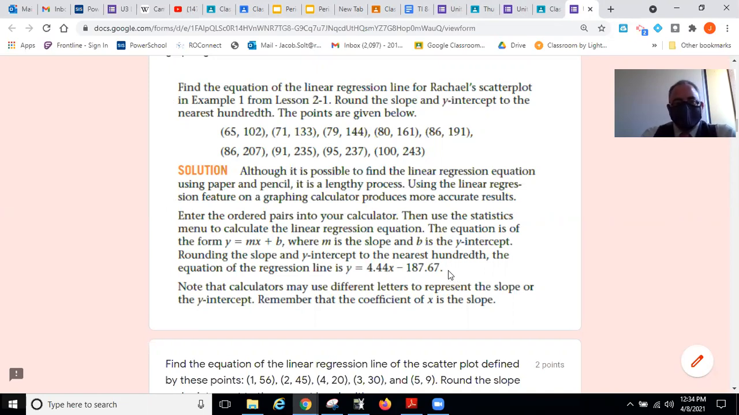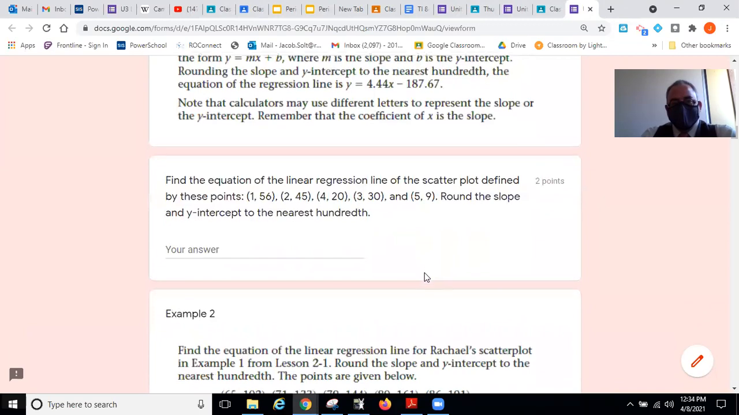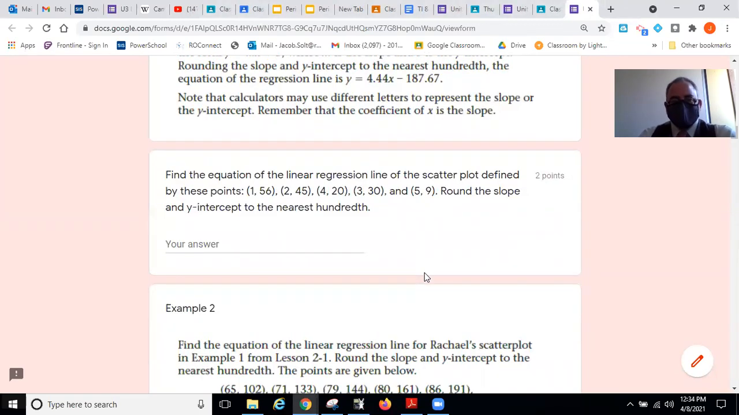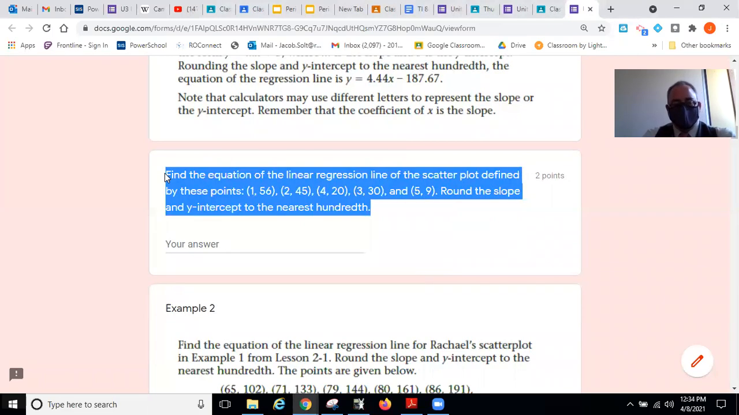All right. So the A is the slope. We normally call it M, but the calculator for some reason wants to be funny. So 4.44 is the slope, and B is the y-intercept. All right, let me give you a hot second, and I want you to try to do the exact same thing with this data right here. Find the equation of the linear regression line of the scatter plot defined by those points there.